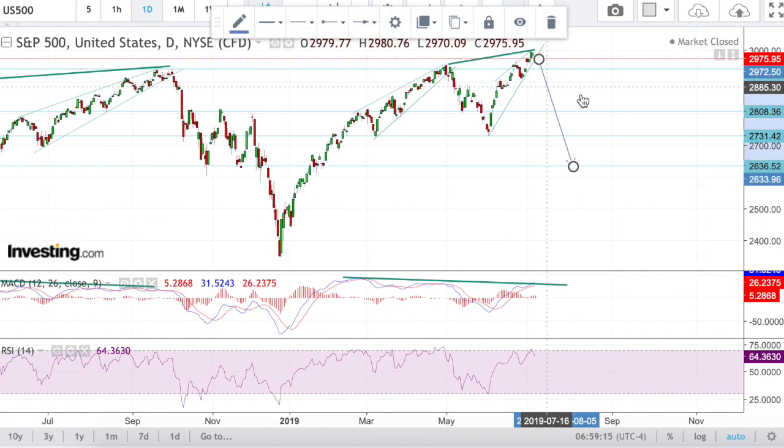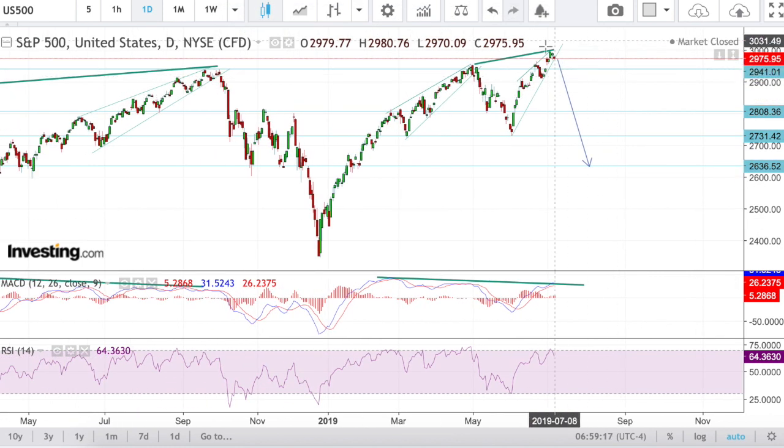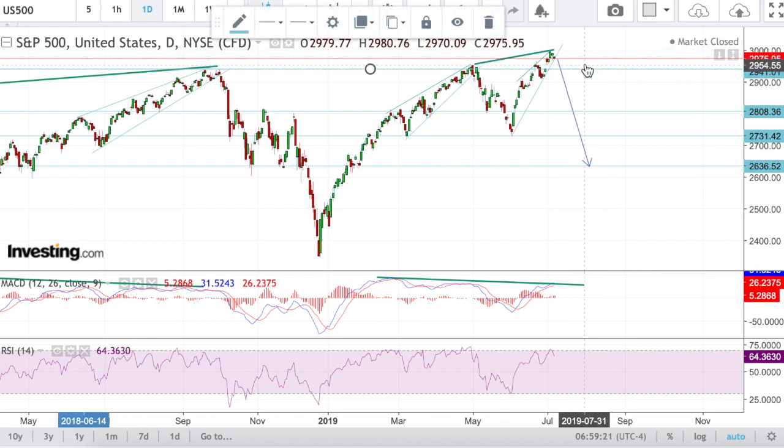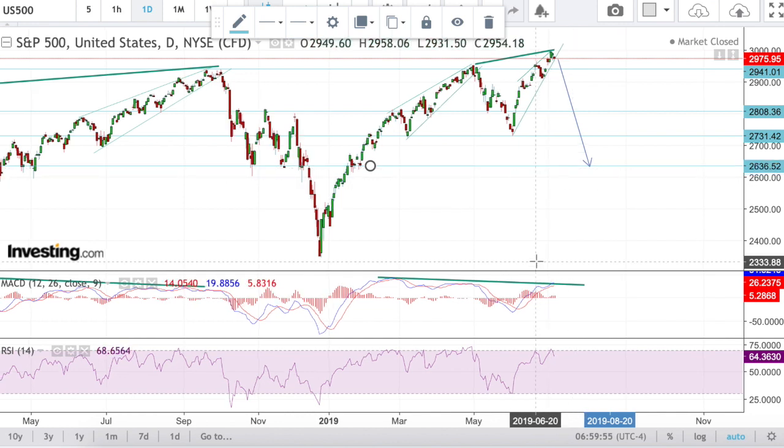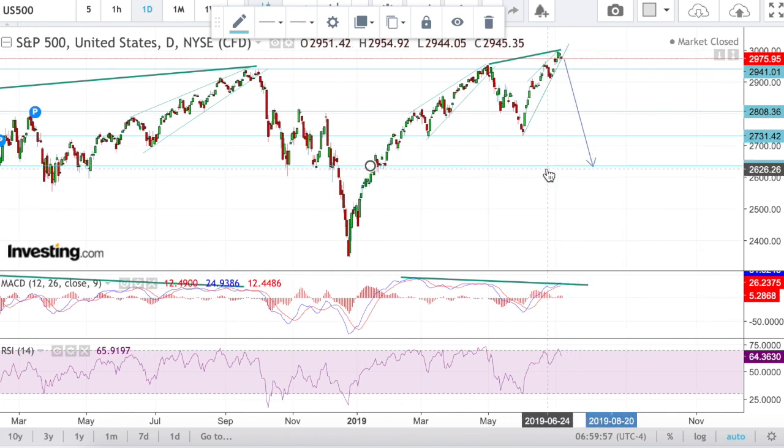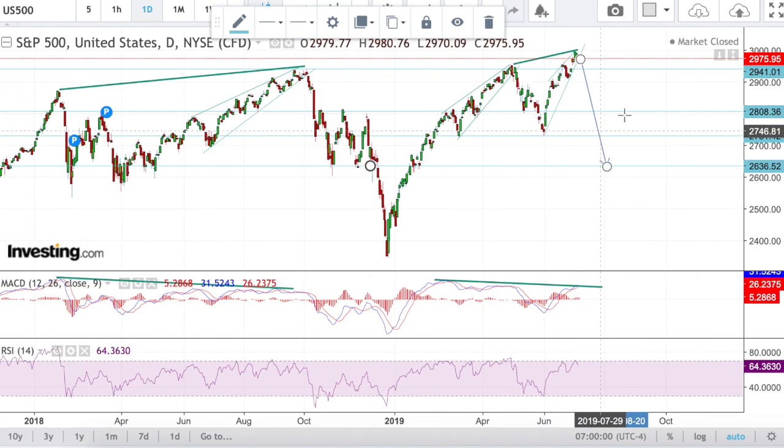I am looking for, in the next few weeks, a correction that will obviously break down below the all-time highs and most likely end up at this level at the very least. So this is my minimum target for the S&P 500.